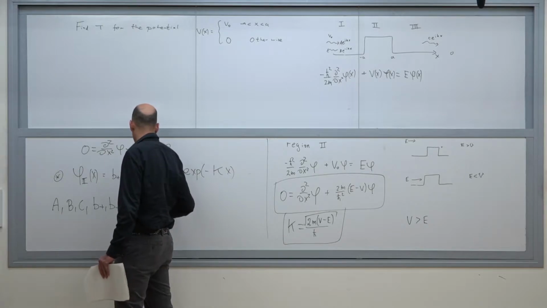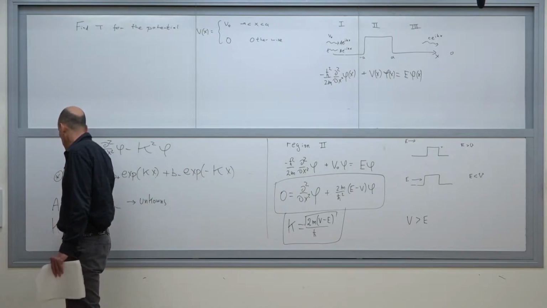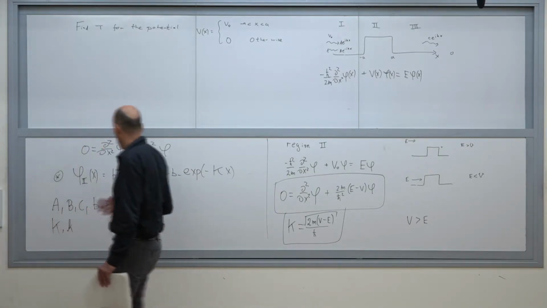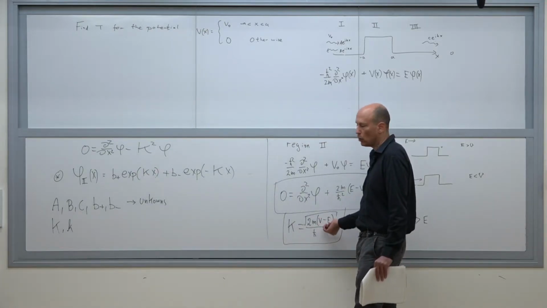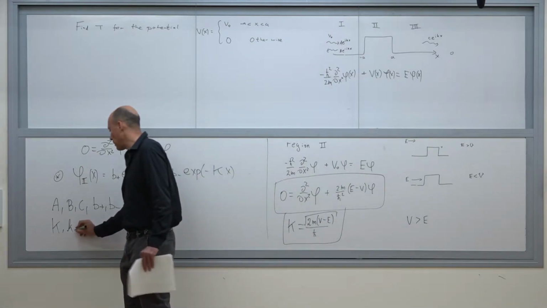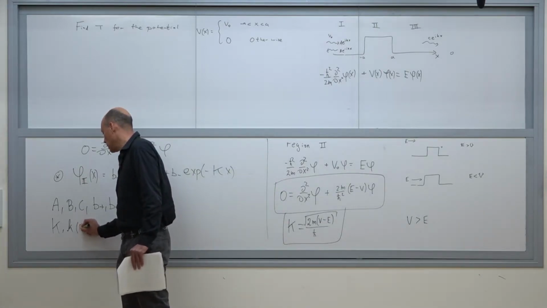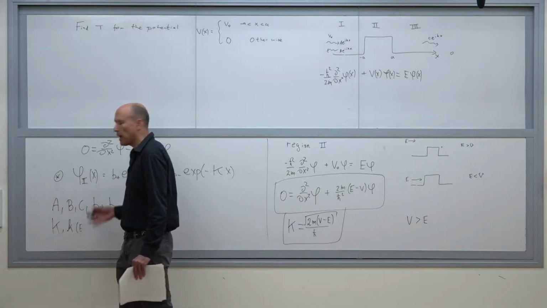These are unknowns. What do I know? I know kappa, I know k. I mean, I know kappa because someone told me what the potential V is, so I know kappa and I know k, and this is the same as saying that I know things like E, of course I know the mass, etc.